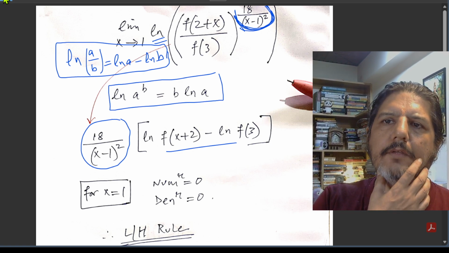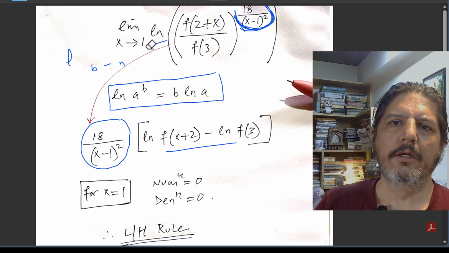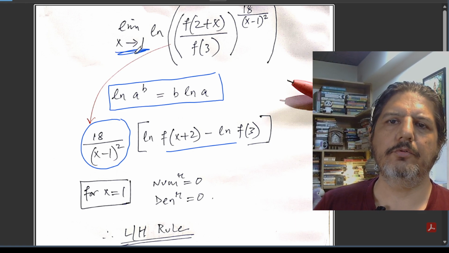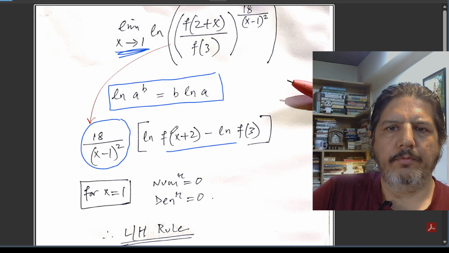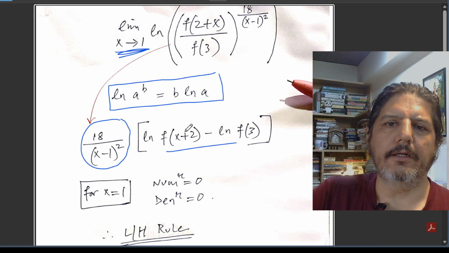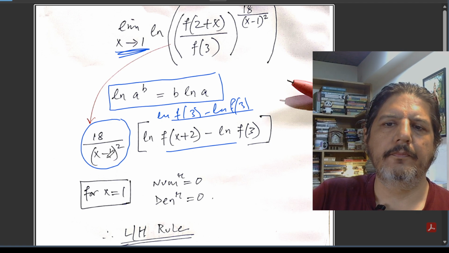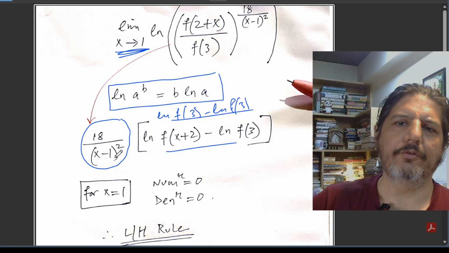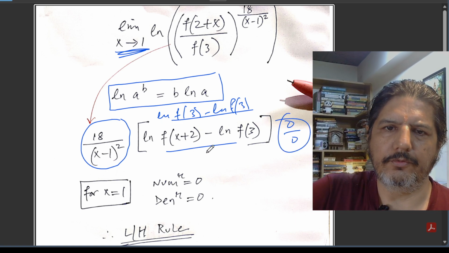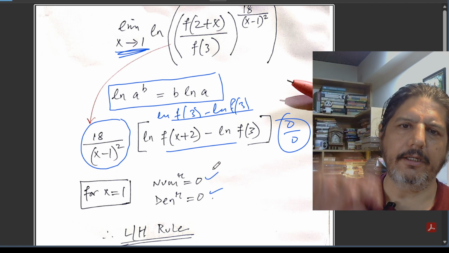Now if you look at the question, they are asking us to calculate the limit at x is equal to 1. Now when I put x is equal to 1 in the function, this becomes log f of 3 minus log f3. So the numerator becomes 0. And at x is equal to 1, the denominator is also 0. So this is a form of 0 by 0. So the L'Hopital rule can be used. Numerator is 0, denominator is 0, I can use L'Hopital rule.